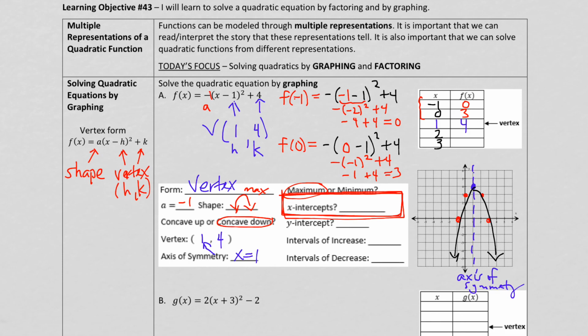Guys, the goal for today is this. If we're going to solve a quadratic by graphing, you can do all this description stuff, which is fine, but your main goal is you want to find where your graph crosses the x-axis. In this case, your x-intercepts are negative 1 and positive 3. So negative 1 and positive 3. You've just solved this quadratic equation.